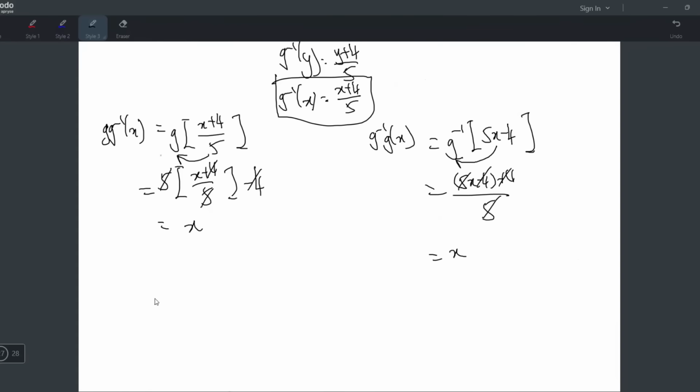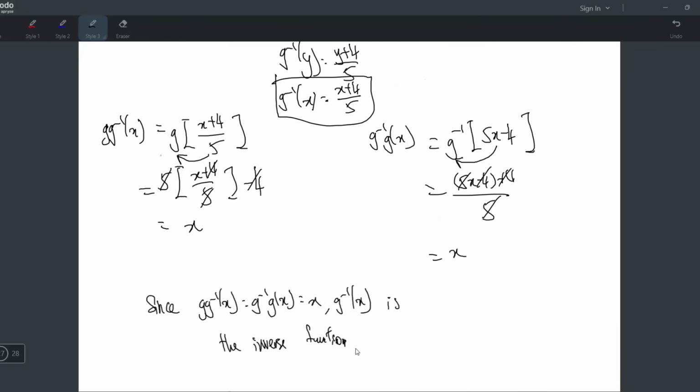So we can write, since g(g inverse(x)) is equal to g inverse(g(x)), which is equal to x. Yeah, they both equal x. Therefore, g inverse(x) is the inverse function of g(x). So this is how you verify whether two functions are inverses of each other. Okay, hope you understand.